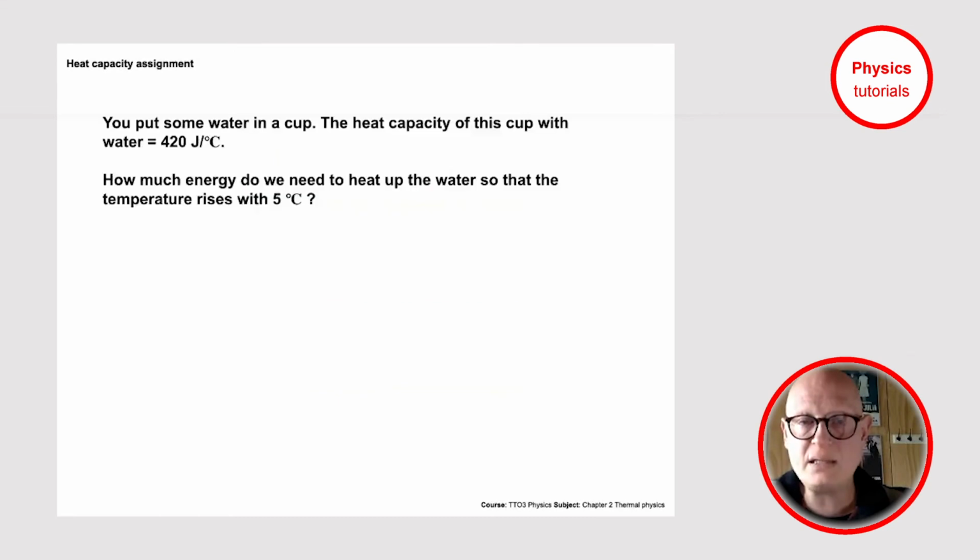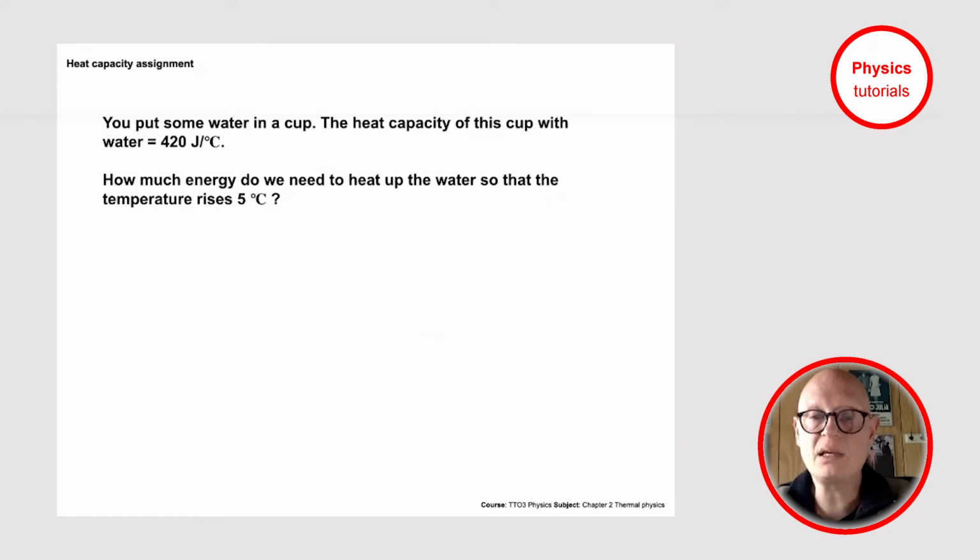So, let's take this new knowledge into practice. You put some water in a cup. The heat capacity of this cup with water is 420 joules per degrees Celsius. How much energy do we need to heat up the water so that the water rises 5 degrees Celsius? Pause this video to write down your answer in your notebook.